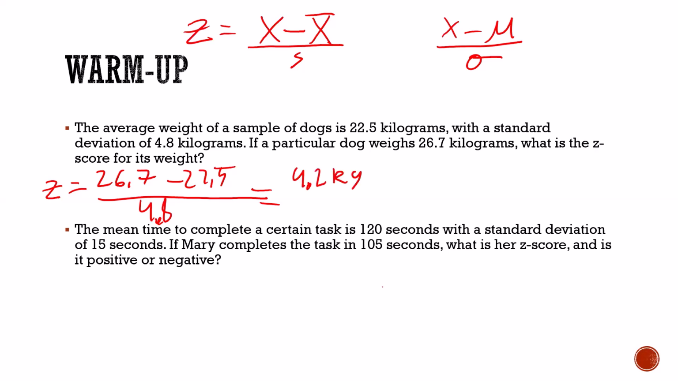4.2 is in kilograms, right? And the bottom unit is also in kilograms. So what happens to the units? They cancel out, right? You can see this. That means the z-score is universal regardless of what measurement you are using, right?